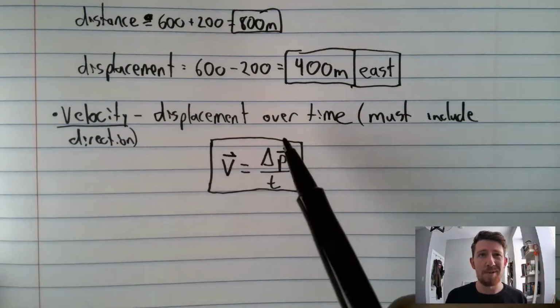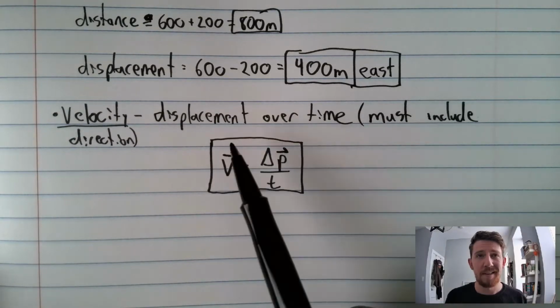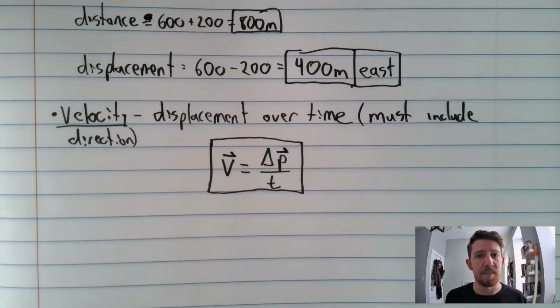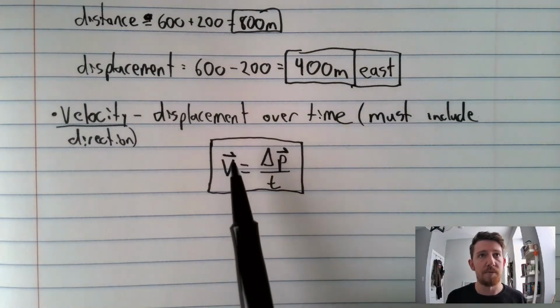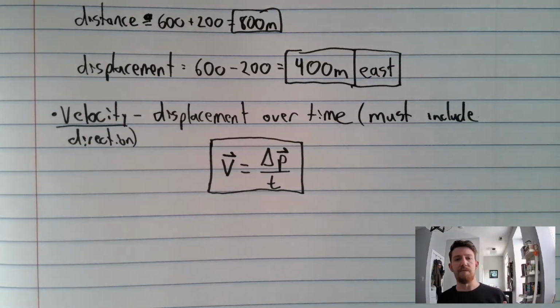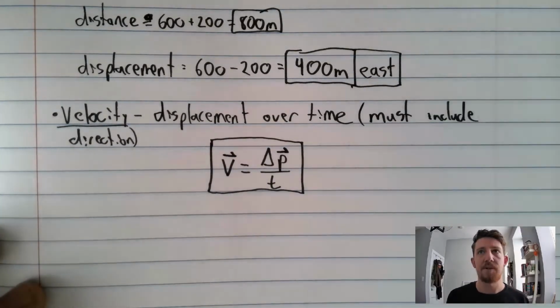And we won't always write the equation like this. You can drop the harpoons. It's just something that I want you to know why it's there. So we'll see these all year, these little harpoons. It's just a little reminder for you that the answer must have direction.